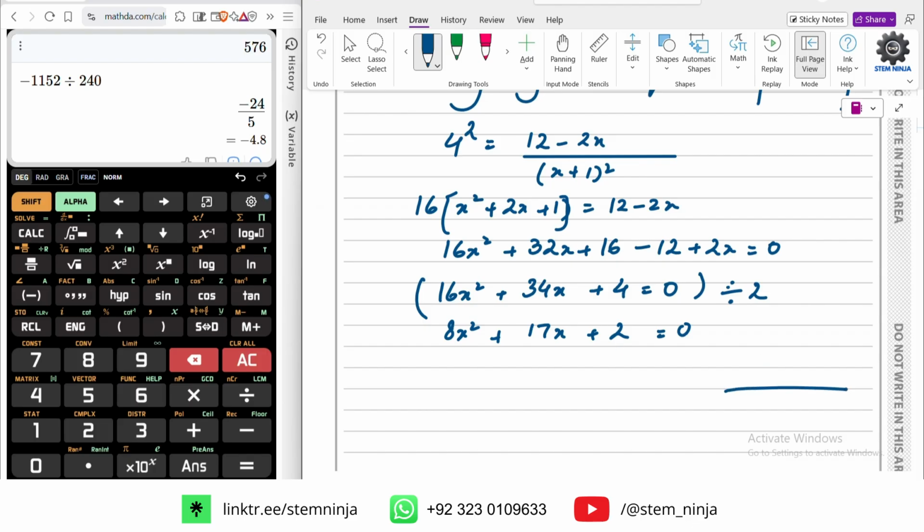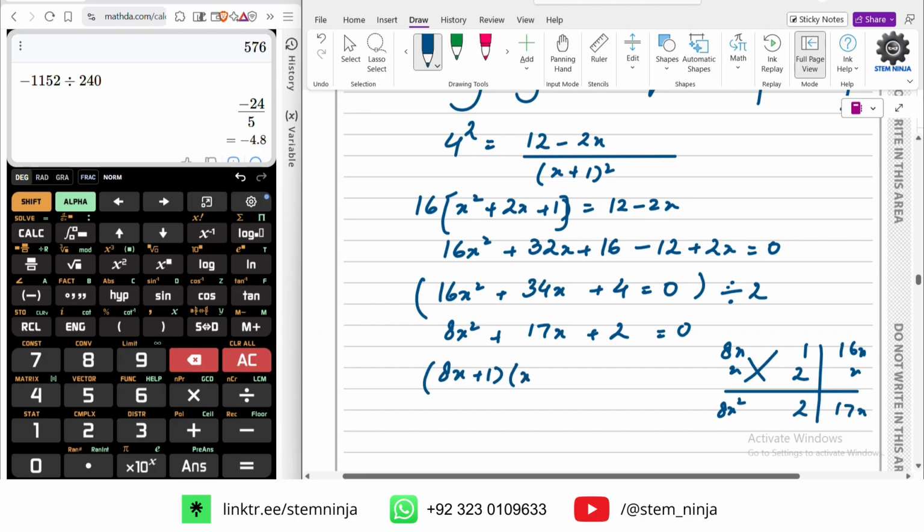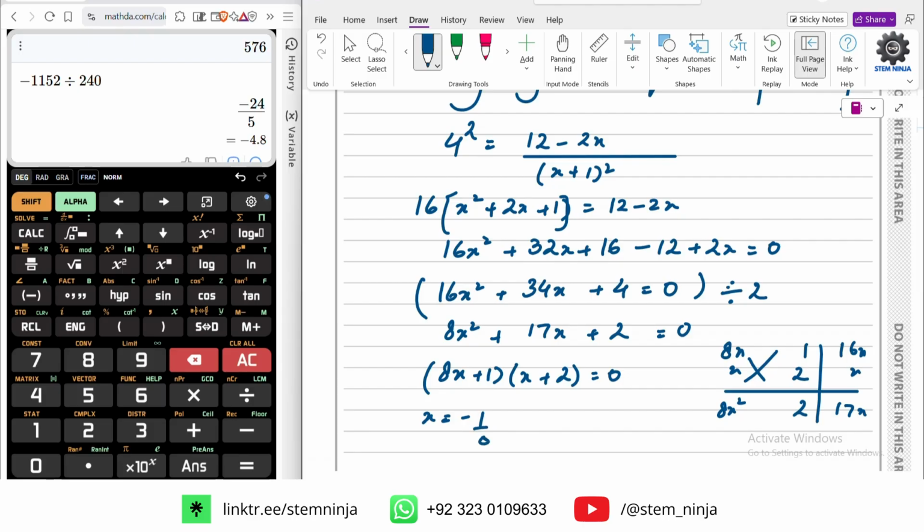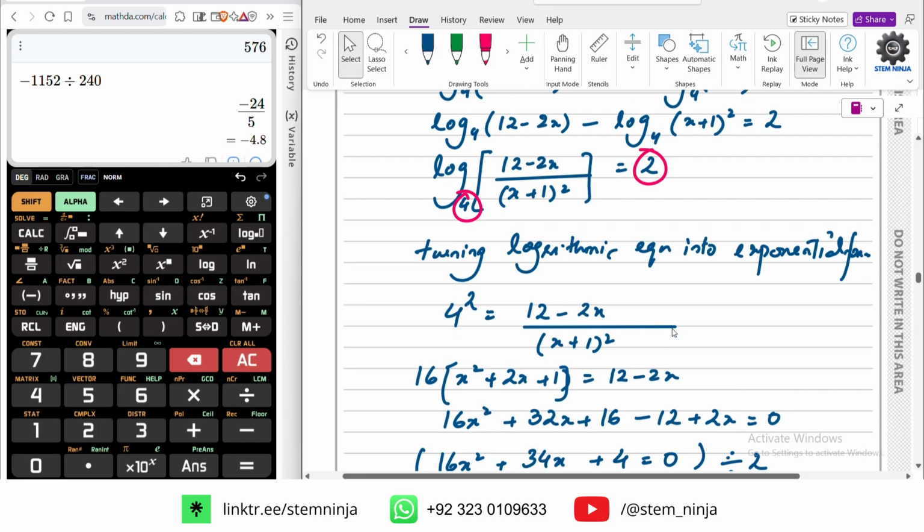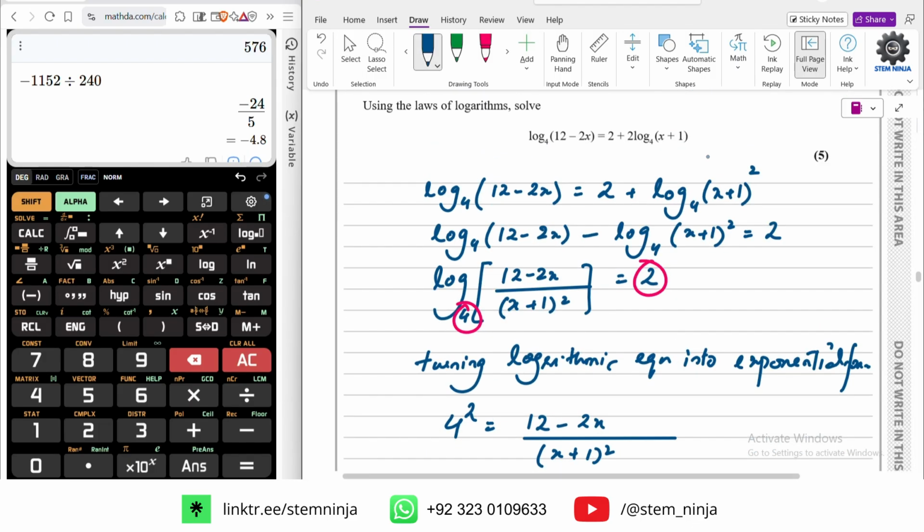Let's see if we can make use of sum and product rule. I think we can. So 8 times 2, 8x, x, and 1. Yeah, straightforward. So 16x plus x. There's no need for the quadratic formula. So (8x plus 1)(x plus 2) equal to 0. So either x is minus 1 over 8 or x is equal to 2. Did they give us any condition for this? Okay, alright. So we need to see which value actually works.